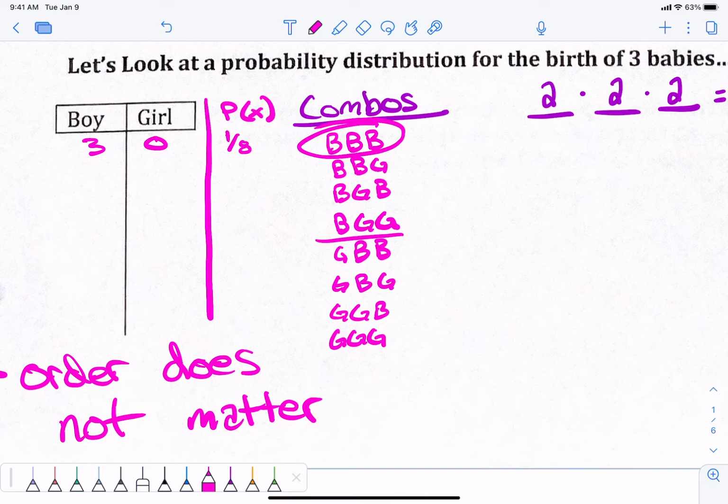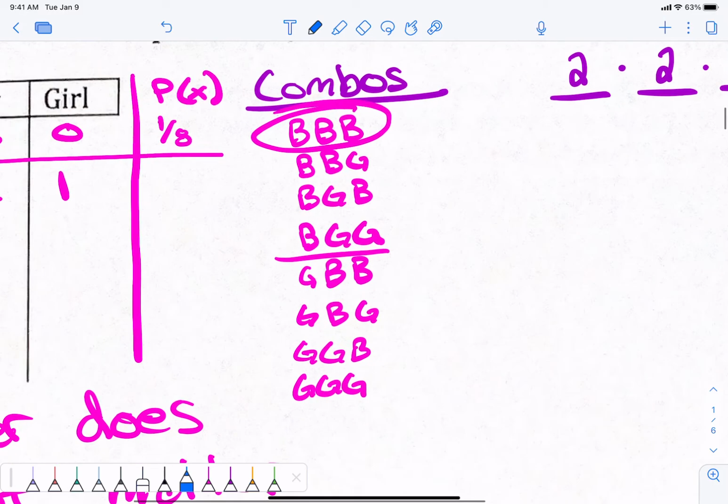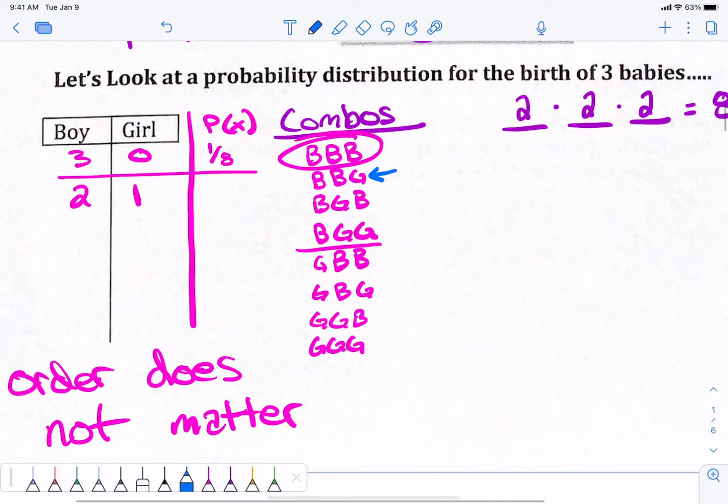Now, what's another combination I could get? 2 boys, 1 girl. This one's just a little bit trickier. I have 2 boys, 1 girl. The next one is also 2 boys, 1 girl. And then you have one at the bottom, 2 boys, 1 girl. So what's the probability that that's going to happen? 3 out of 8. So that has a higher chance of occurring.